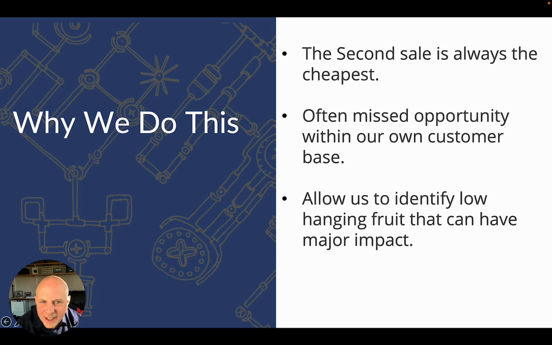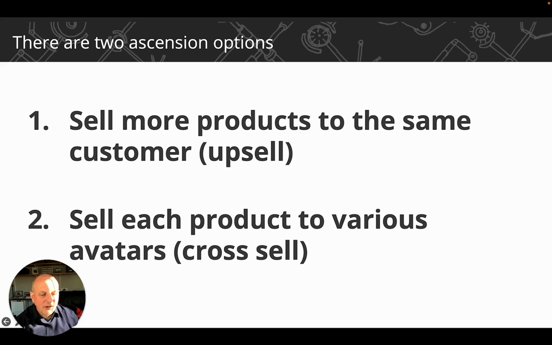And there's often tons of missed opportunity within your own customer base, right? And then you can extend that to missed opportunity between your different avatars, which I'll talk about in a minute. And this is a great way to identify that low-hanging fruit that can have a major impact. And I'm going to show you how one of our clients actually got a 344% revenue increase by using this concept, right?